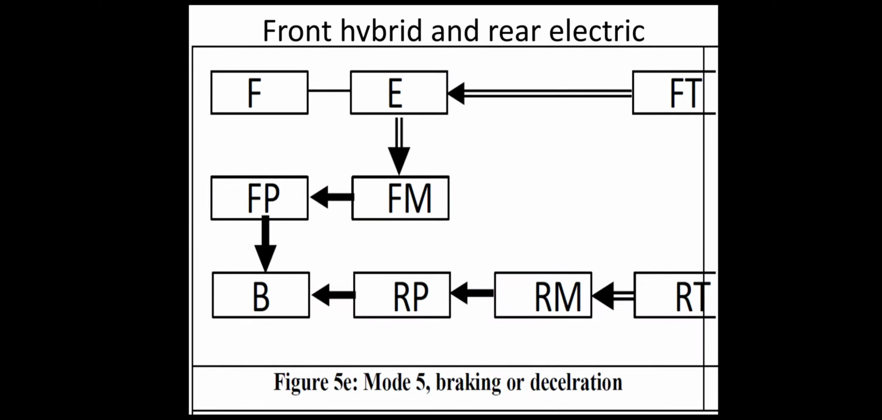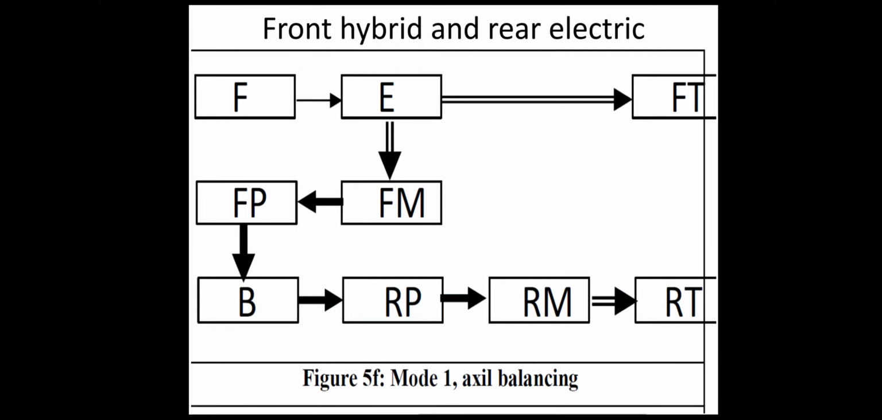And the fifth mode, braking and deceleration. Both front and rear wheel electric motors act as generators to simultaneously charge the battery. Now the sixth mode, axial balance. A unique operating mode of the complex hybrid system is axial balancing. In this mode, if the front wheel slips, the front electric motor works as a generator to absorb the change of the IC engine power through the battery. This power difference is then used to drive the rear wheels to achieve the axial balancing.